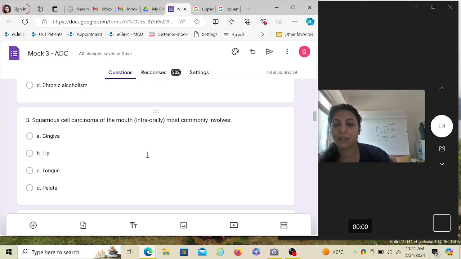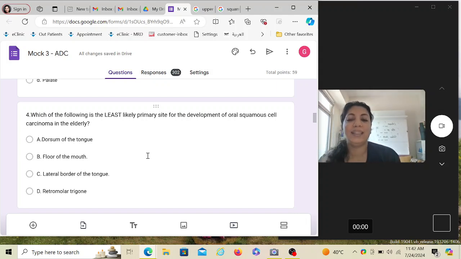So gingiva, lip, tongue, palate. Lip I'm going to overrule. So gingiva, tongue and palate. All three can be affected. But the most common one is the tongue, especially the lateral border of the tongue, then the floor of the mouth, and at the last is the dorsum of the tongue. Remember the sequence.